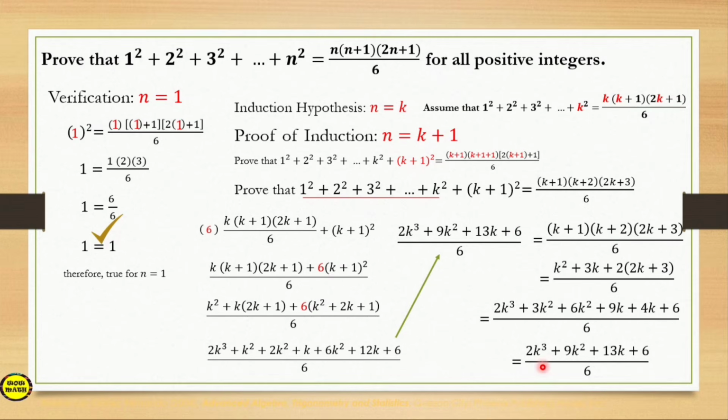So ito ay isang paraan din, class, kung nahihirapan kayo i-factor, ang gawin niyo, ito yung i-multiply niyo. And then, kapag pareho sila, they are equal. So masasabi natin na sila ay true since mula sa tatlong step na ginawa natin, the statement is true for all positive integers.